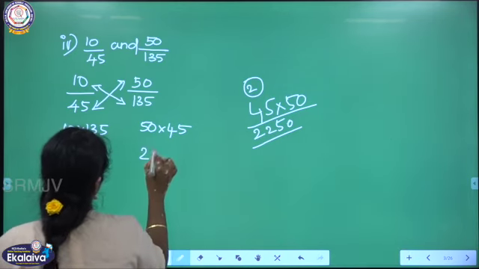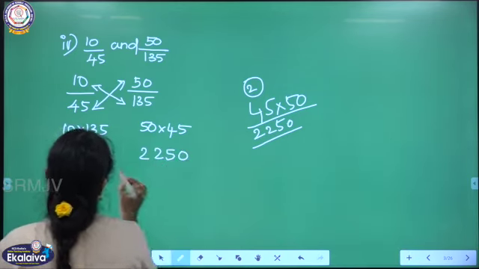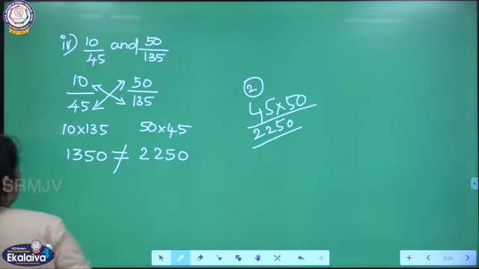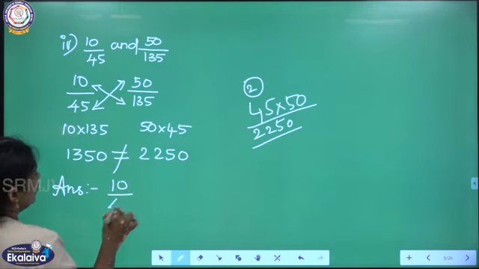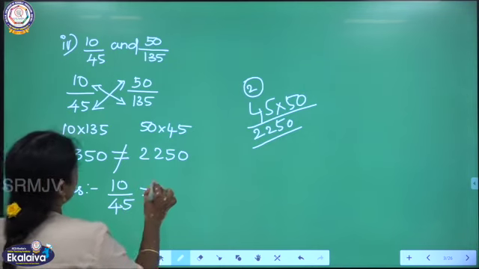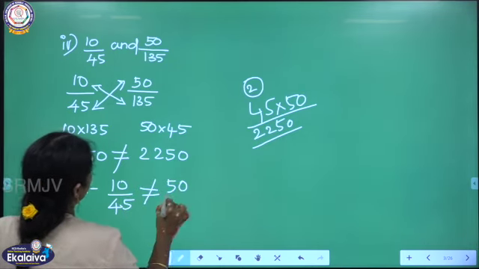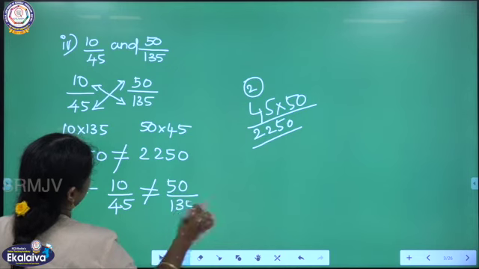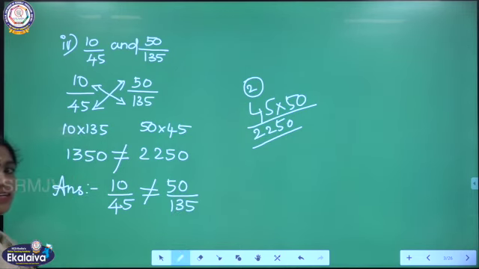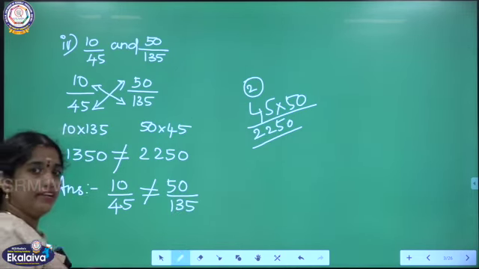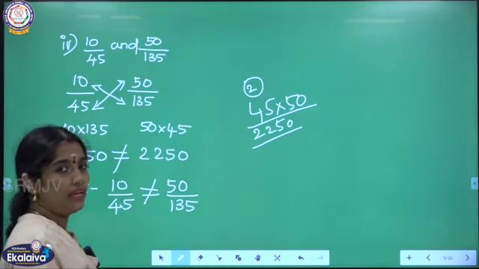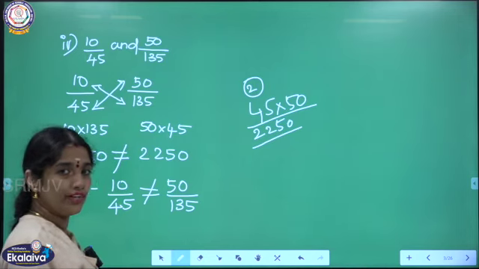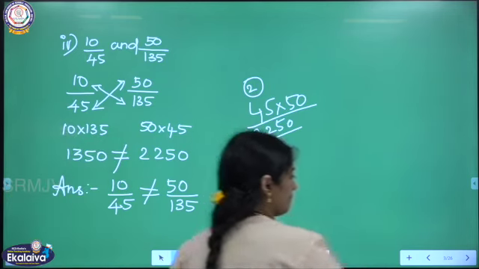Here also the given fractions are not equal. See, the products are not equal. Therefore, I can write the answer: 10 by 45 is not equal to 50 by 135. Can you understand? Just take the fractions and cross multiply. Once your product is the same, then it is an equivalent fraction, or else it is not an equivalent fraction.